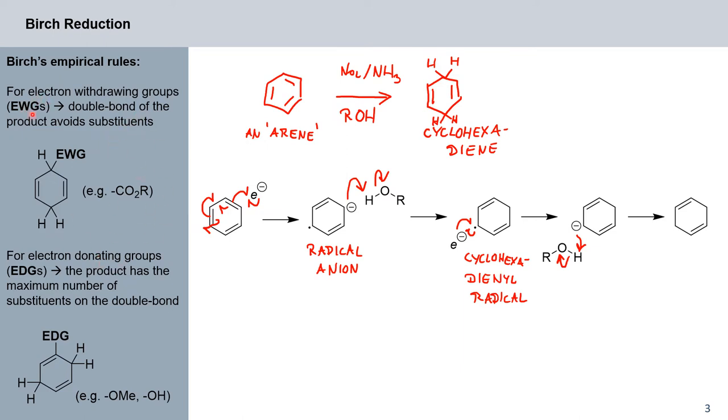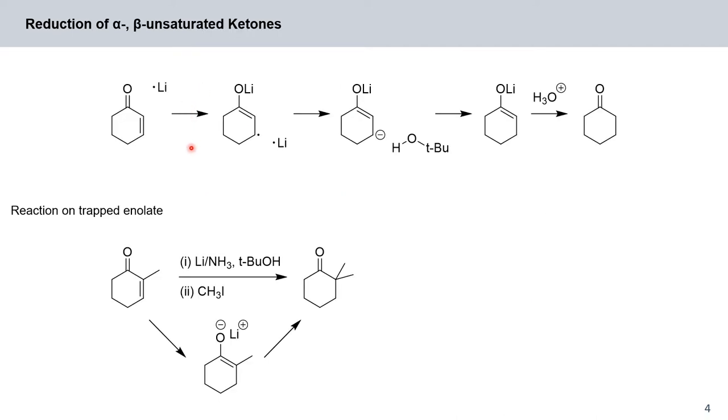So for electron withdrawing groups, the double bond of the product will try to avoid substituents, and for electron donating groups, the product has a maximum number of substituents on the double bond. In analogous fashion, again using single electron transfer, we can reduce unsaturated ketones. Let's have a look at an example here using lithium metal this time.